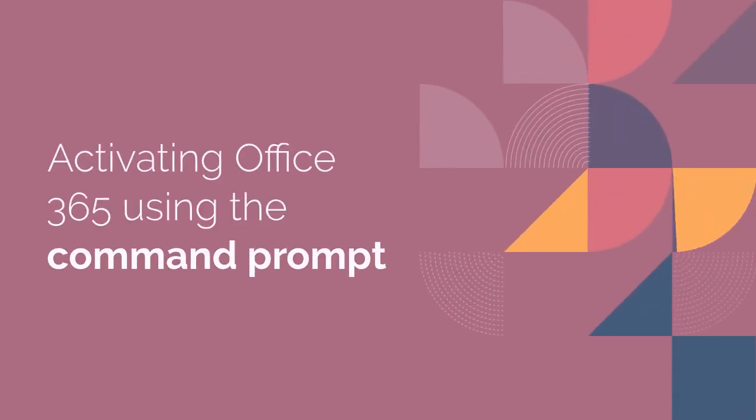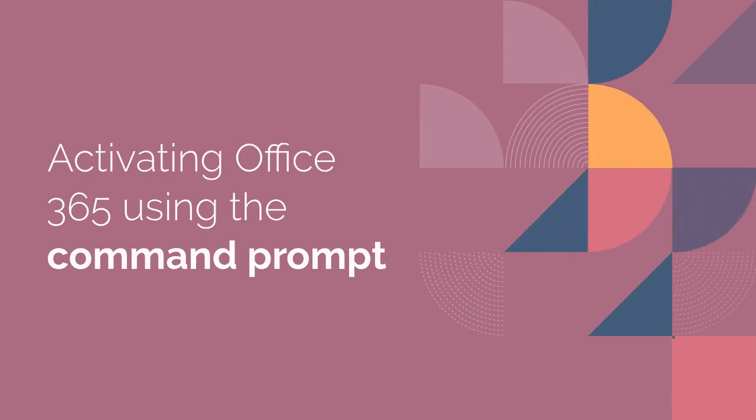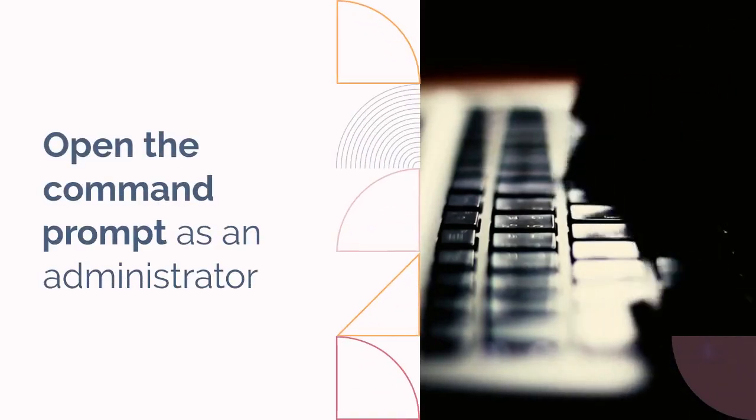Let's jump in. Activating Office 365 using the command prompt is an efficient way to manage your software license without using a graphical interface. This method is helpful if you encounter activation errors or need to automate the process on multiple computers. First, you must open the command prompt as an administrator.